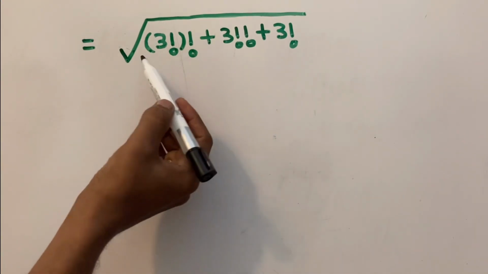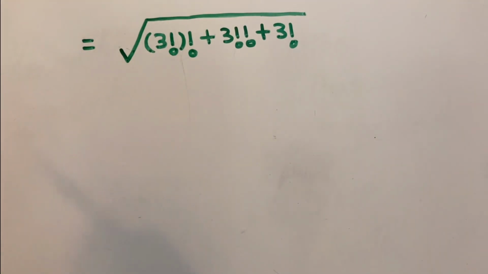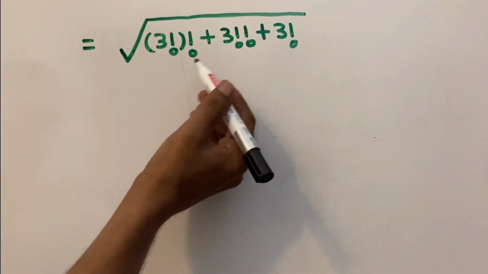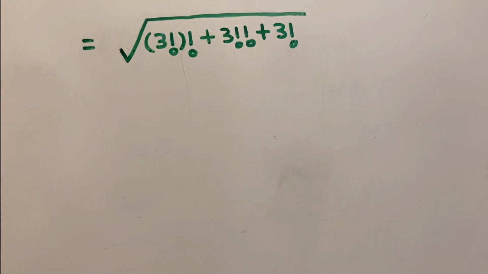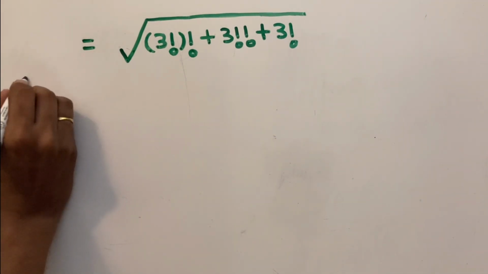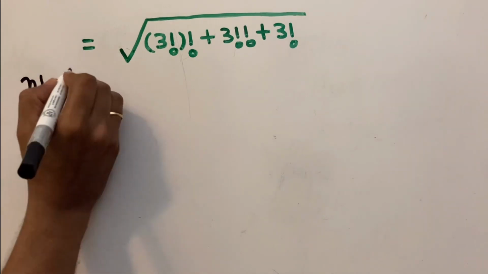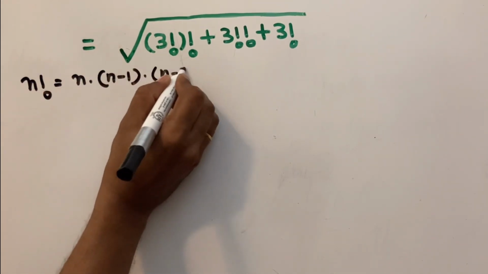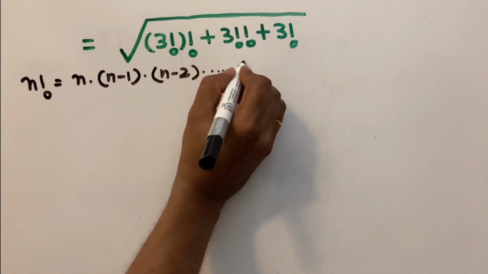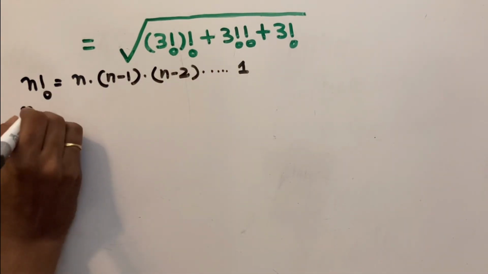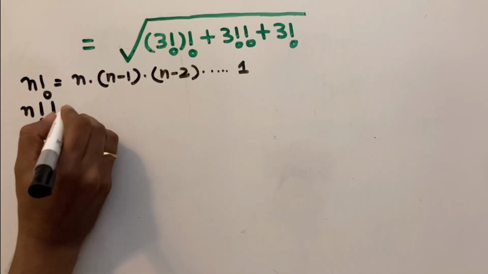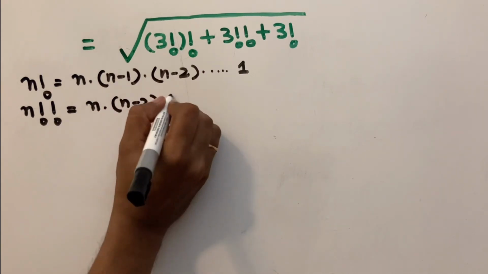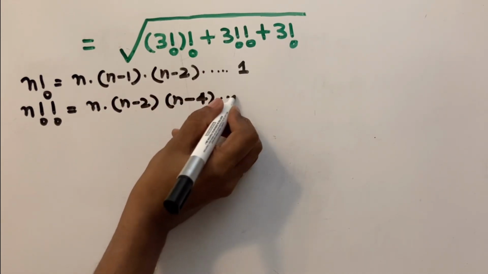In this problem, you have to find the value of the square root of (3 factorial) factorial plus 3 double factorial plus 3 single factorial. As we know that n factorial is equal to n multiplied by n minus 1 multiplied by n minus 2, and so on up to 1. Similarly, n double factorial is equal to n multiplied by n minus 2 multiplied by n minus 4, and so on up to 1.